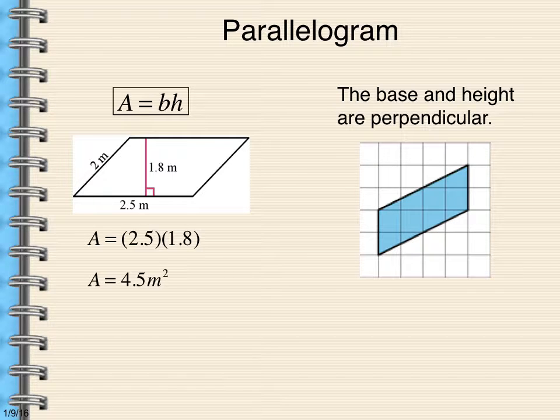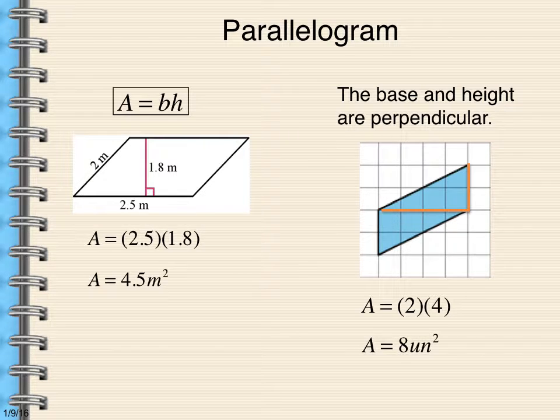But when I have a parallelogram that looks like this, you have to be careful what you want to call the base. Let's find a side that's easy to measure. Let's call this the base. Therefore, the height is the perpendicular distance to that base. So my area is 2 times 4, or 8 square units.